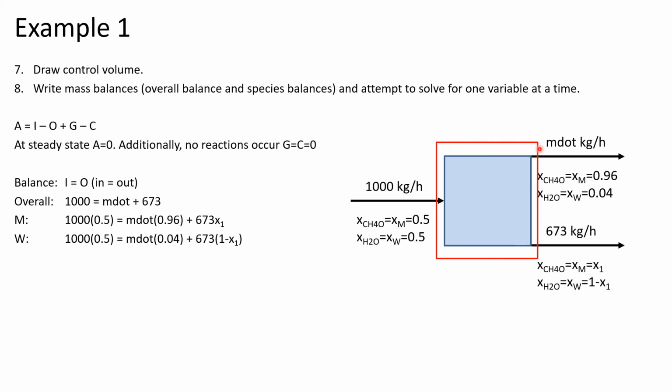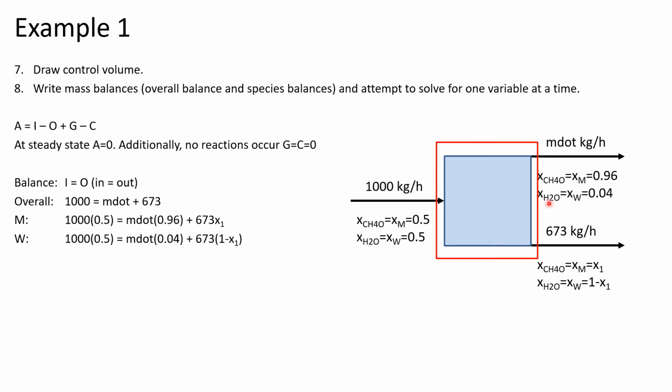As we work our way around the control volume, the first output stream that we encounter is the top product. Its flow rate is m dot. We look below the arrow to find the composition of that, which is water. What fraction of that's water? It's 0.04. So we'll add over here m dot times 0.04 on the output side of our balance equation.